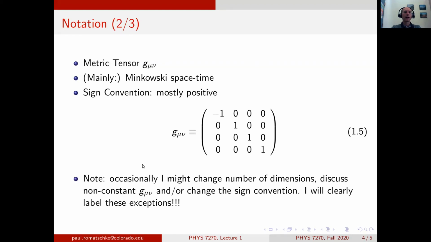Note, I occasionally might change the number of dimensions that we are studying, discuss non-constant values as entries of the metric tensor, and/or change the sign convention. If I do any of these things, I will clearly label these as exceptions, such that normally g_mu,nu always stands for this 4x4 matrix that's indicated in equation 1.5.